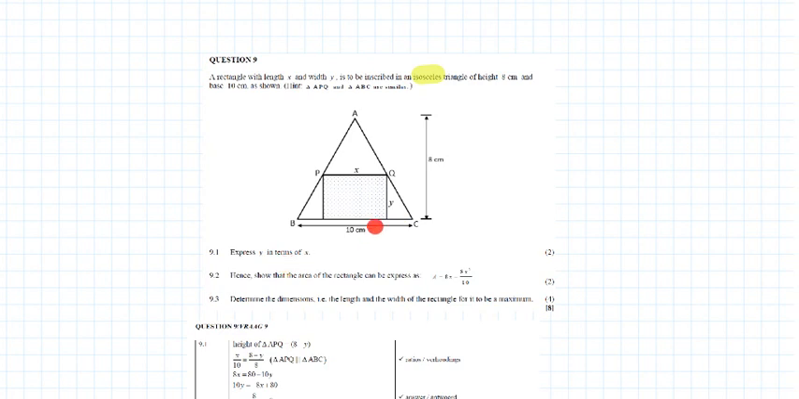Now what do we know about the relation of x and y? So that's the height, that's x, and that will be 10. So the ratios will be the same. You see, we are given this 10 and 8. So 8 will be the height and 10 will be the base. We can say it that way.